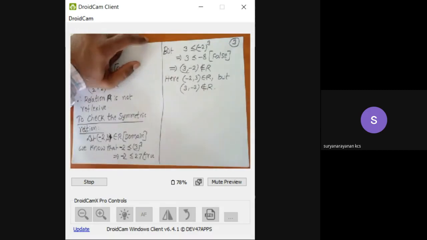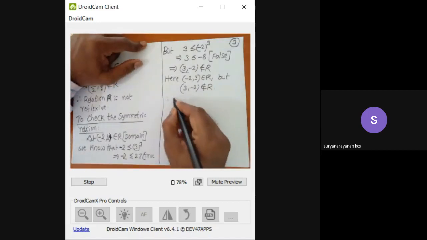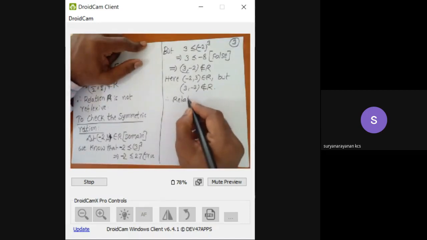Then what can you say about relation R? Is it symmetric or not? Not symmetric, sir. Therefore, relation R is not symmetric.